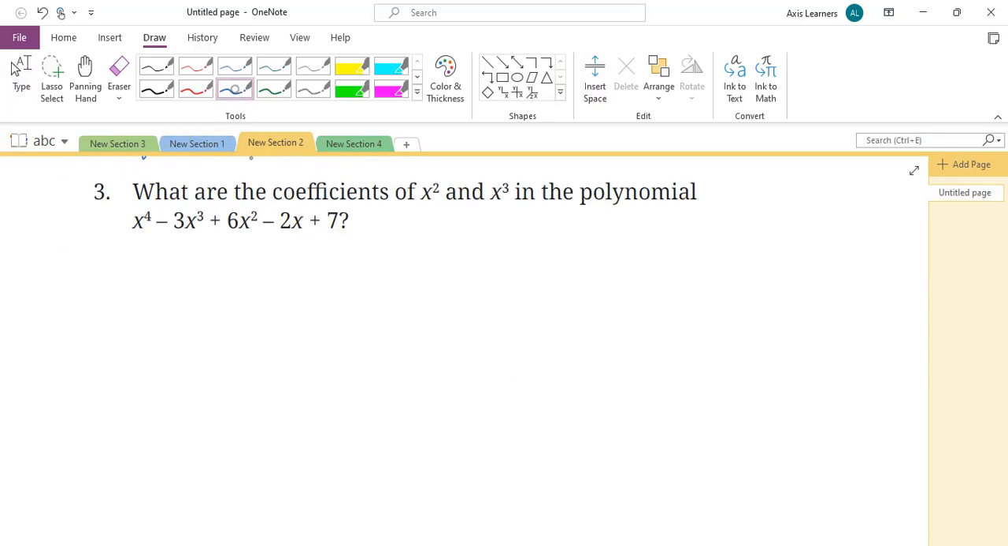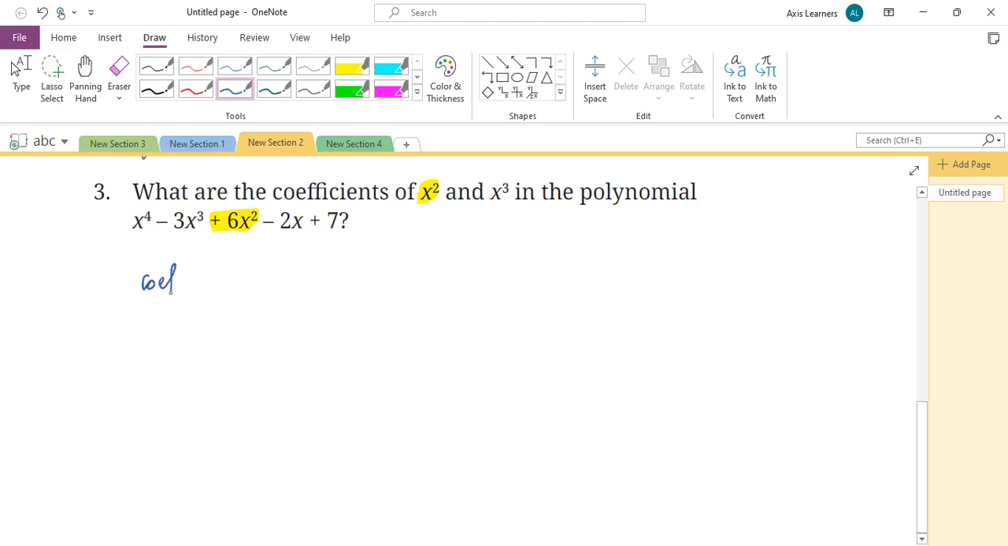See the third question. What are the coefficients of x square and x cube in the polynomial x to the power 4 minus 3x cube plus 6x square minus 2x plus 7? We need to find the coefficient of x square. So see the coefficient of x square. While checking it, you need to check the sign as well. So what is the coefficient of x square now? Including sign, right? So the coefficient of x square is plus 6.